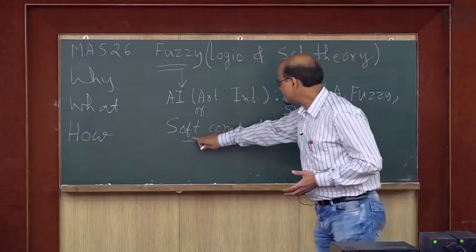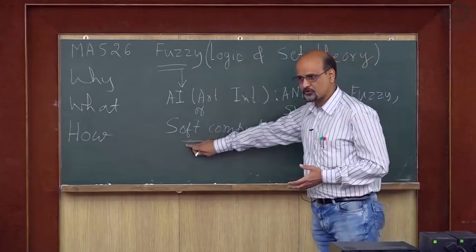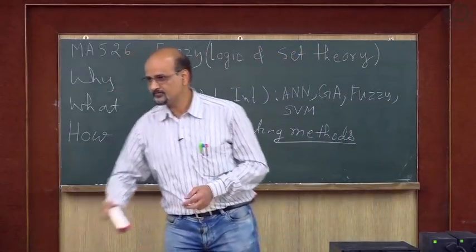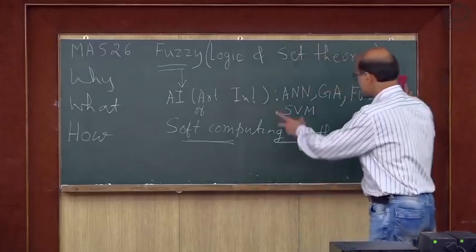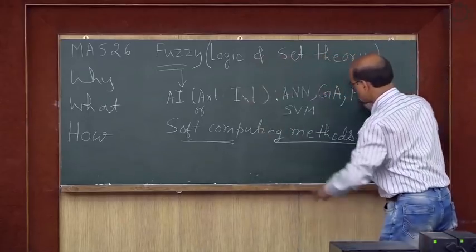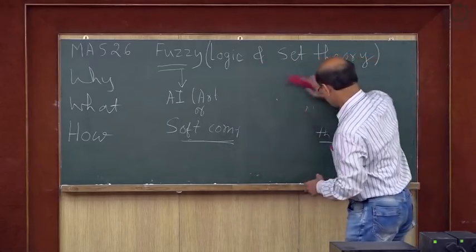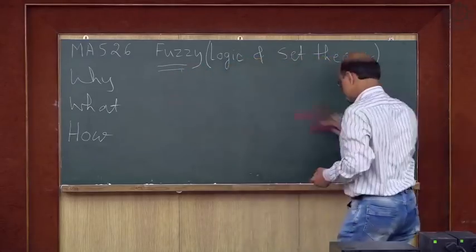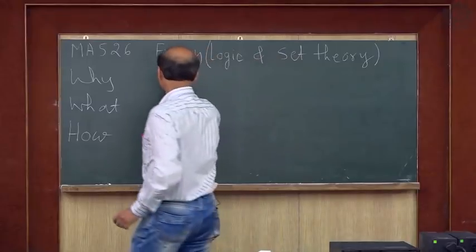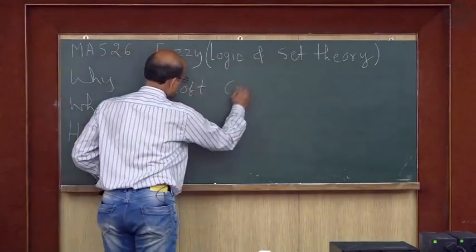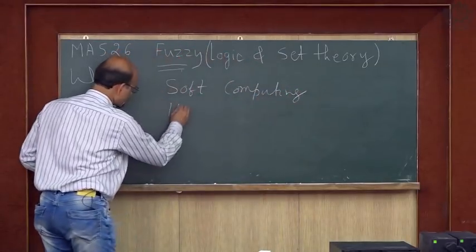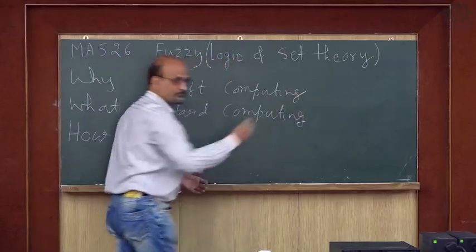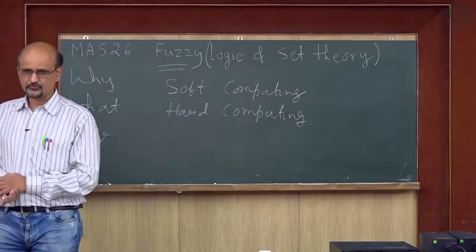Okay, why do we call these techniques soft computing? Because we know what is hard computing. So remember, these are under AI, or actually in total this comes under all the mathematics. So what is then soft computing? We have hard computing also, that you know. What is the difference between them? Hard computing and soft computing.